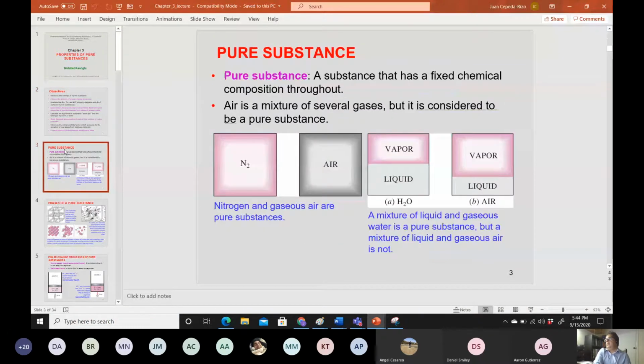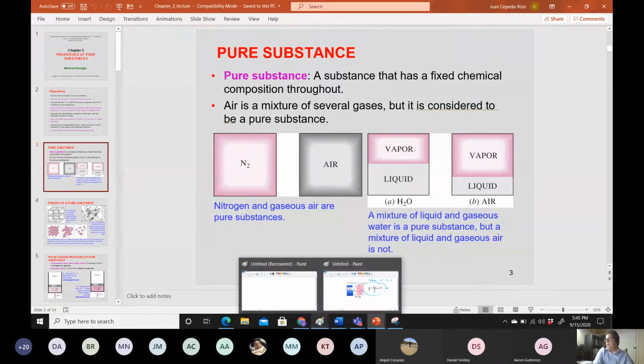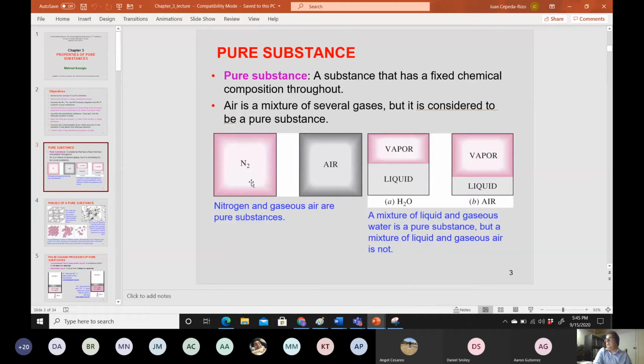All right, so what is a pure substance? A pure substance has a fixed chemical composition throughout. Don't confuse it with elemental. Nitrogen is elemental, so it's only made out of nitrogen molecules, N2 in its gas form. While air is not just made of one element, it's made out of several, but the primary ones are nitrogen and oxygen. But it's still considered a pure substance because it has a fixed chemical composition.